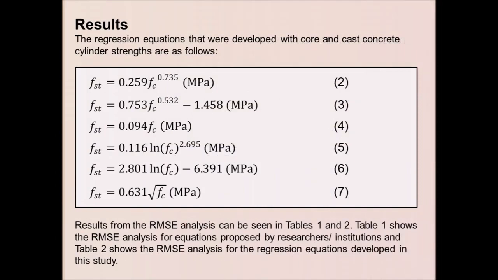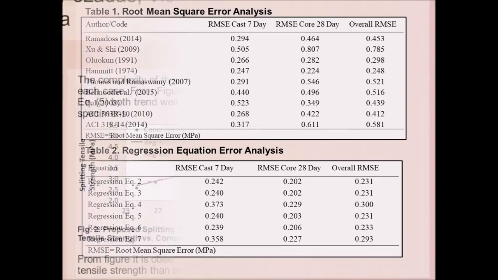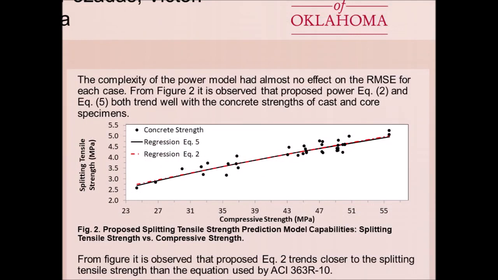Table 1 shows the root mean square error analysis for equations proposed by researchers, and Table 2 shows the root mean square error analysis for the regression equations developed in this study. The complexity of the power model had almost no effect on the root mean square error for each case. It is observed in this figure that the proposed power equations 2 and 5 both trend well with the concrete strengths of cast and core specimens.